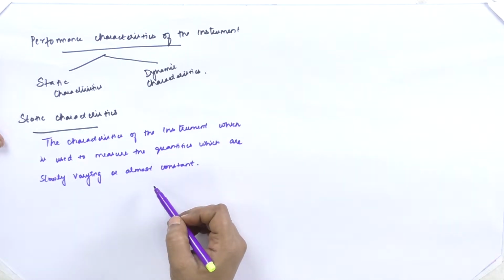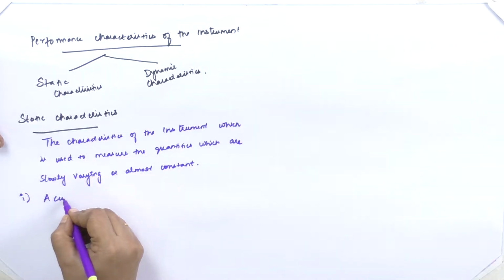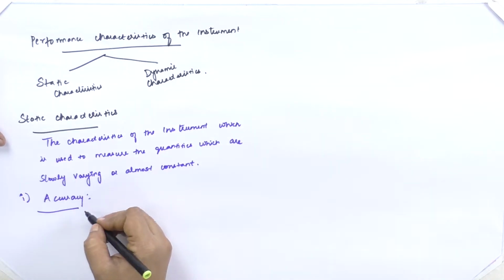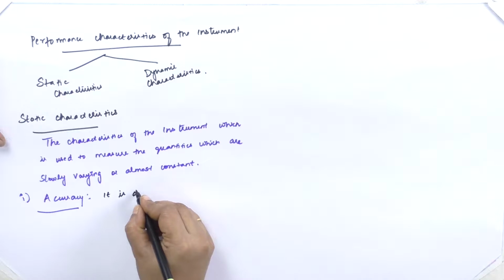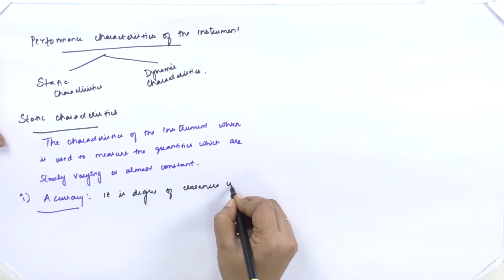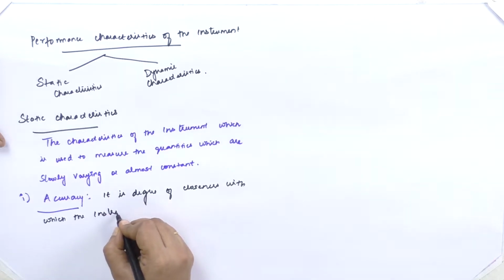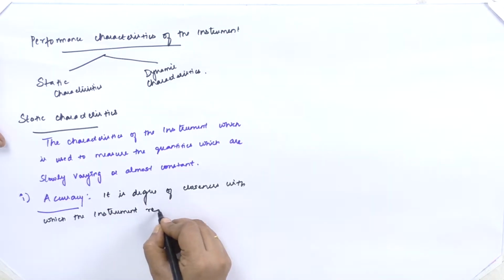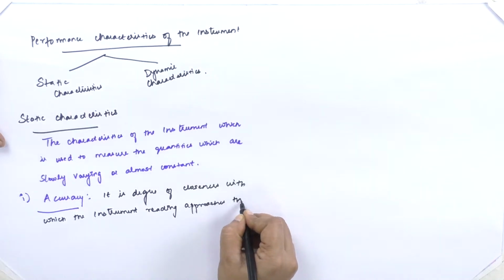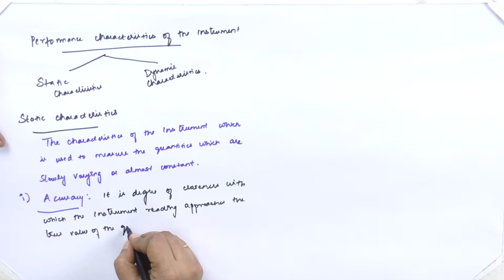So, there are many static characteristics of the instrument. We will see one by one. The first static characteristics is accuracy. So, here the accuracy is defined as the degree of closeness with which the instrument reading approaches the true value of the quantity to be measured.